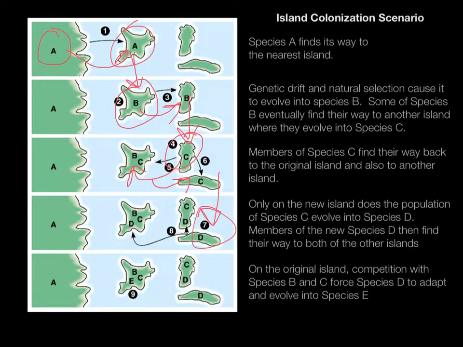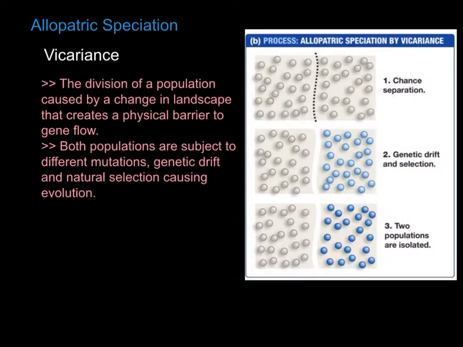Then, members of the new species D go back to both of the islands, the original one that species C evolved from, and also the original one that A had originally gone to. On the original island, competition with species B and C forces species D to adapt and evolve into species E. So we've got a lot going on here, but it's a great example of dispersal and colonization.